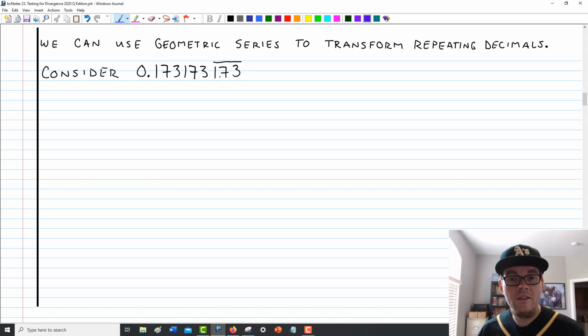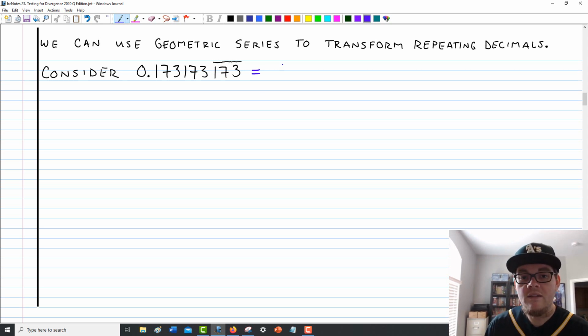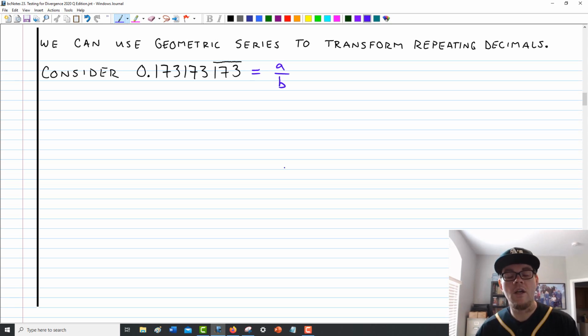It's 0.173173, and it repeats that 3-digit pattern forever afterwards. And our goal is to rewrite this as a rational number, a over b. So that's where we're going to aim to go. We're trying to get to exactly that.